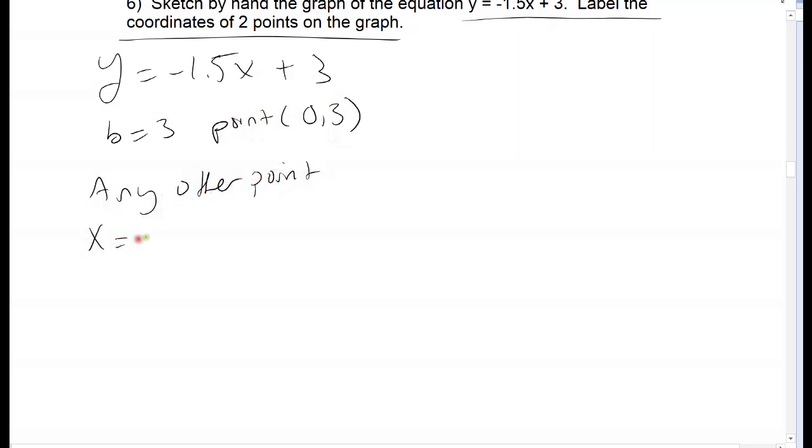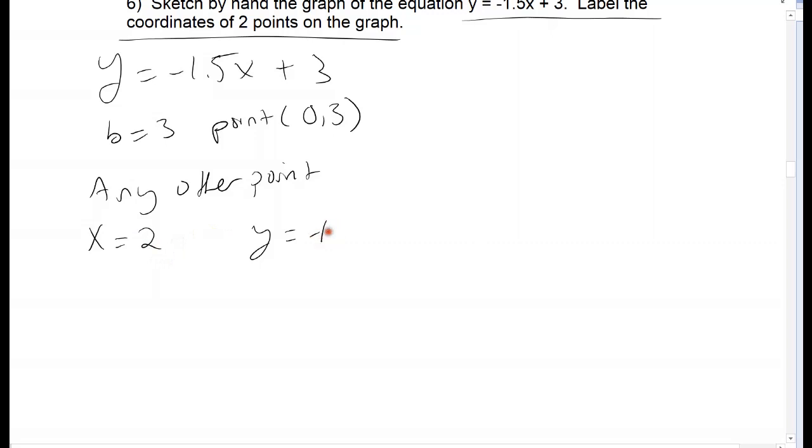which usually just means pick an x value and find the y value that goes with it. Now, looking at my equation, I know I've got to multiply by a half. And so it's just a good rule of thumb to pick an x value that's even, so it divides out the half, so I don't have a fraction in there. So 2, 4, negative 2, any of those would be fine. I'm going to pick 2.